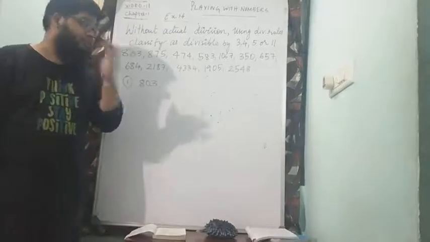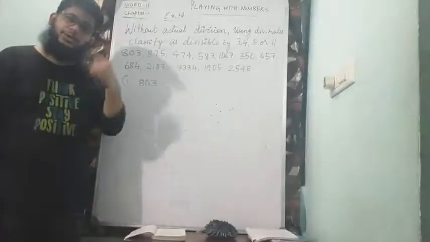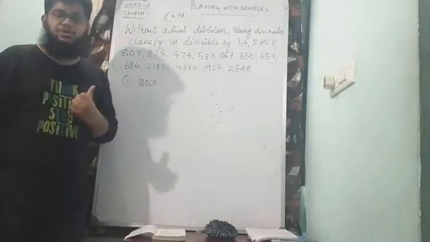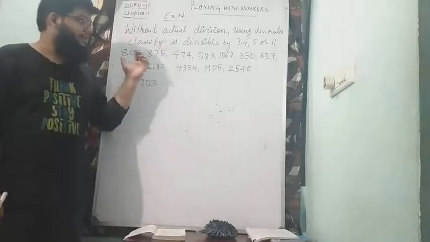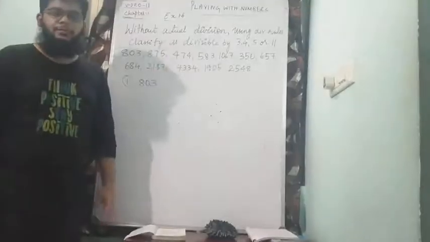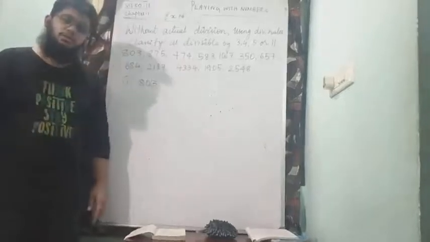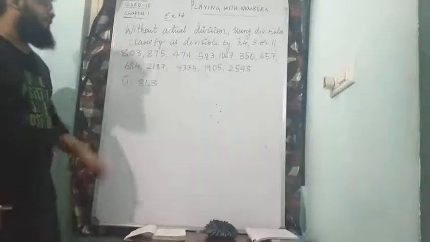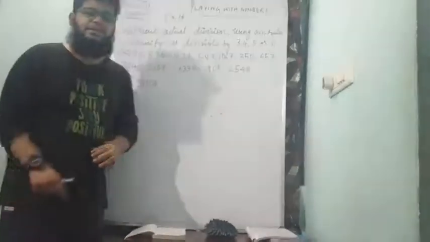So there is no need to mention all the rules for every number. We can do some mind calculation. I'll teach you how to do it, and then I'll solve some questions from this, and you'll have to complete the remaining ones as your homework. 803. Let me go with divisibility by 3 first.